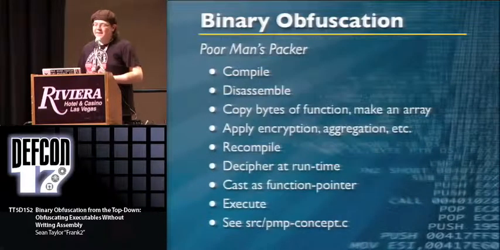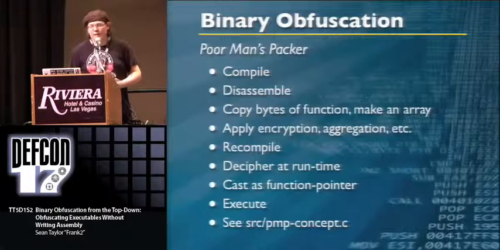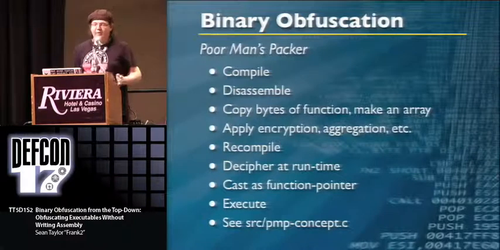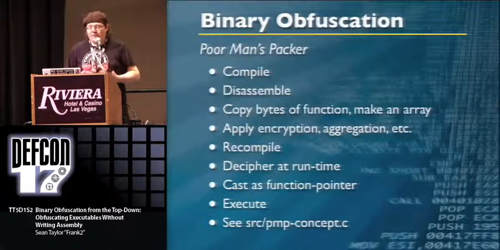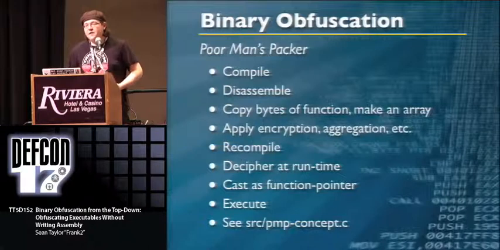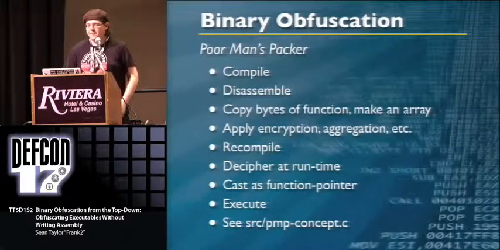So here are basically the ridiculous steps I take in order to accomplish a poor man's packer. First we compile it, then we disassemble it, then we copy the bytes of that function and we make it an array. Then we apply encryption or obfuscation before compile time in order to make our data all messed up and weird. Then we recompile it, and then it gets decrypted or deobfuscated at runtime. Then we make that a function pointer and we run it. The PMP concept.c on the CD-ROM will give you an example of this. It's a very simplified example.